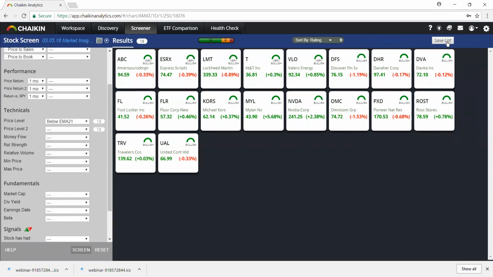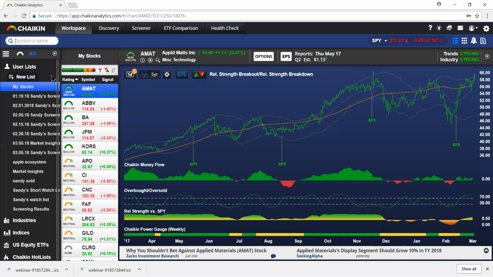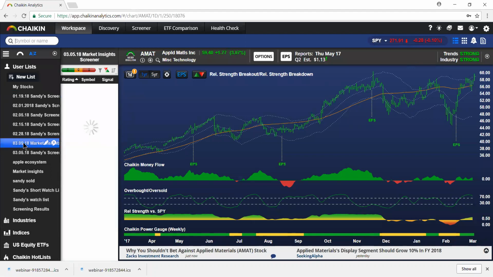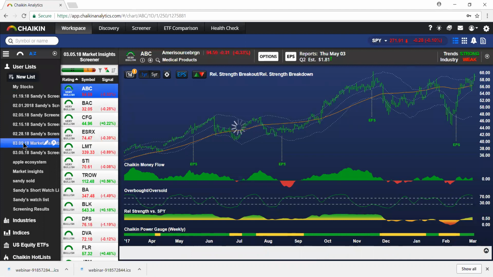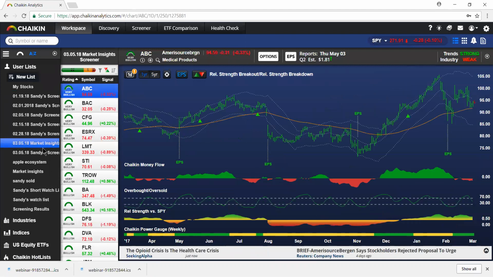I go up here to Save List. And since I've already saved it, I'm going to go back to my workspace to show you where I would find that. Under my user lists, March 5th, Market Insights, right? So I'm going to get out of my stock list now and go into Mark's screener. This is the way directly I would get here if I just hit Save List from the screener, go right to here and save the list. As you see, it's already done in this index column on the left. All right, so now I've got these 18 or so stock ideas.